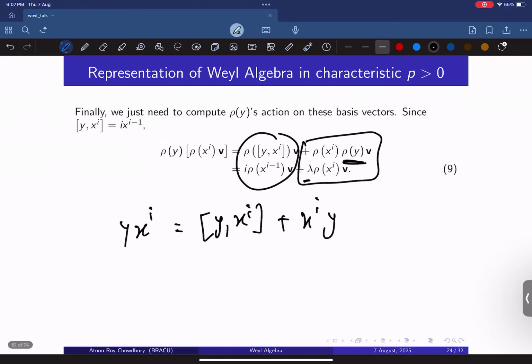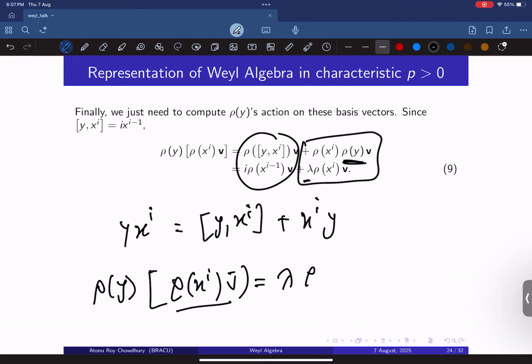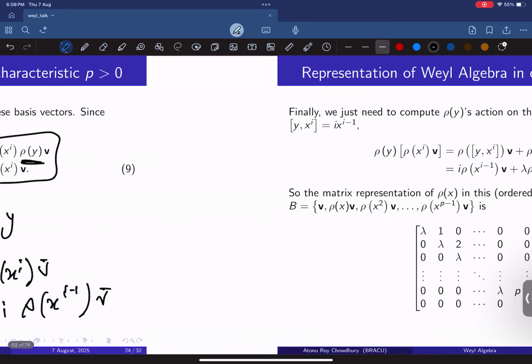Let me write this. So rho of y, if it acts on rho of x to the i v, gives us first lambda times the original input, rho of x to the i v, plus i times rho of x to the i minus 1 v. So it's lambda times the basis element I'm giving it as input, plus i times the previous basis element. So in matrix form, it looks like this.